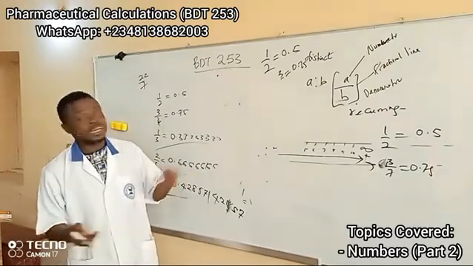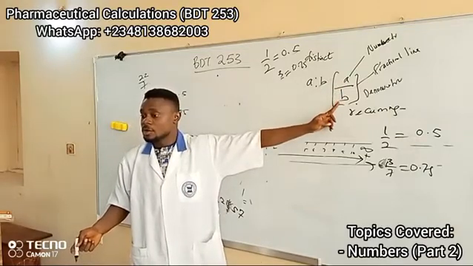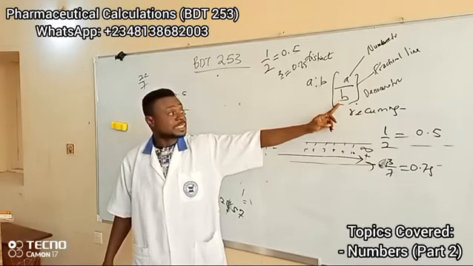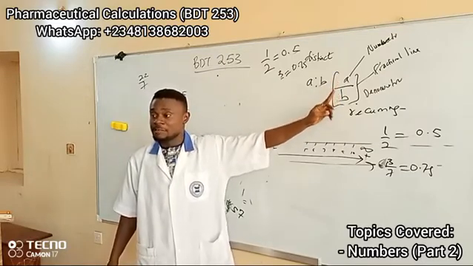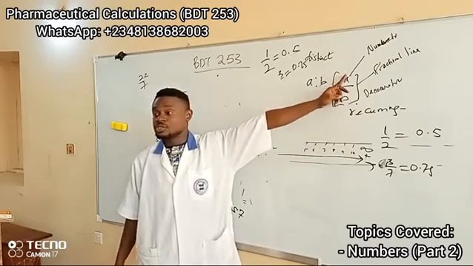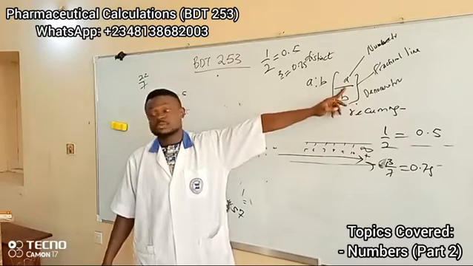Common fraction is a fraction that is expressed in this form, A over B. Are you with me? Where A is what? Numerator. B is what? And the line is what?